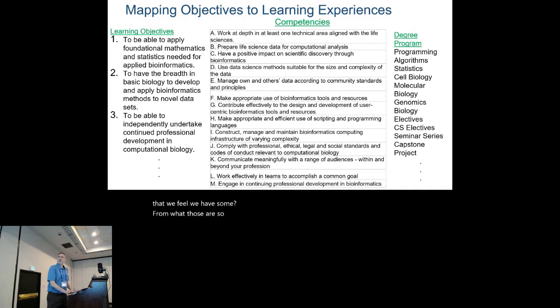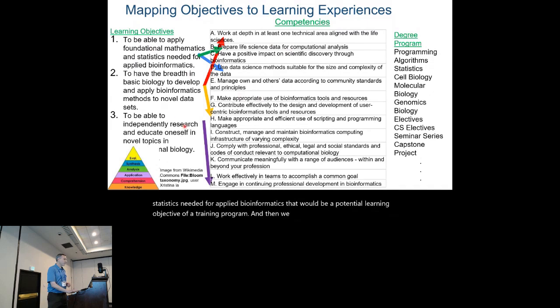So to use this, we can think of the competencies as a framework for mapping between different components of a program. A program would typically have learning objectives, again a high-level statement: what are you trying to impart with a particular training program? An example would be to be able to apply foundational mathematics and statistics needed for applied bioinformatics. That would be a potential learning objective of a training program.